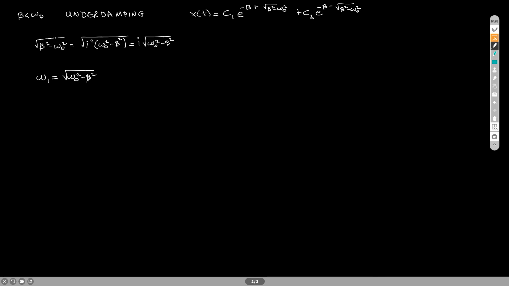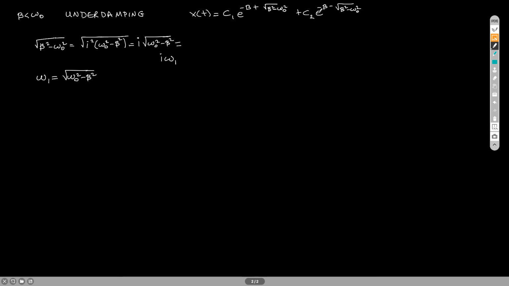And I can introduce one more variable, omega 1, to be this square root. So that's what I have in my solution, but I can write this as essentially i times omega 1, where omega 1 is equal to that. What am I doing when I do this? I just express this in a simpler way, but at the same time, I make it explicit that this is an imaginary number.